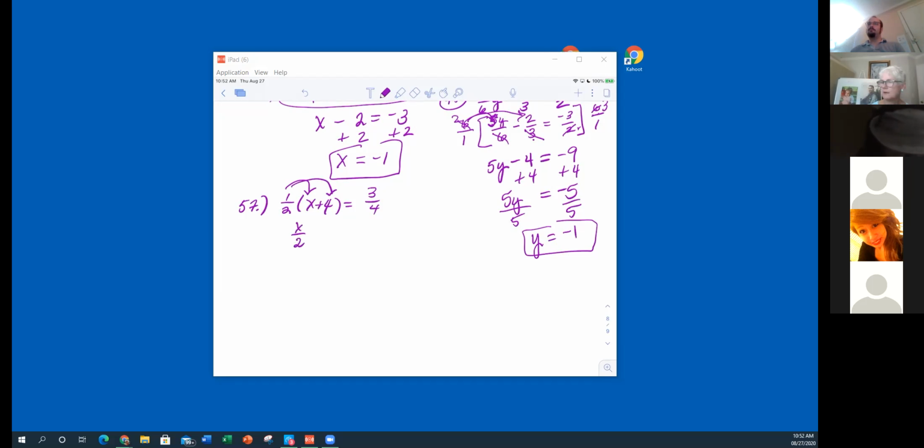Stop me if I do something you don't like. And then 1/2 times 4 is what? 2. It's half of 4, 2. 1/2 of 4 is 2, equals 3/4. So this is the same thing as 2/1. You can write that if you want. You don't have to. What's the lowest common denominator here?